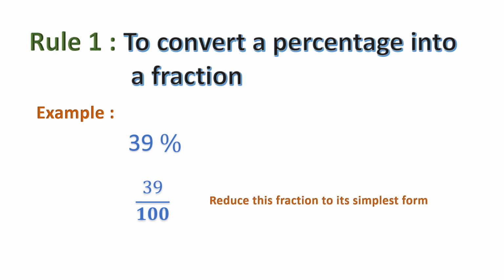Then it is said reduce this fraction into its simplest form. Can it be reduced? I don't think we do have any common factor for both 39 and 100 other than 1. So it cannot be reduced. Hence 39 over 100 is our fraction.